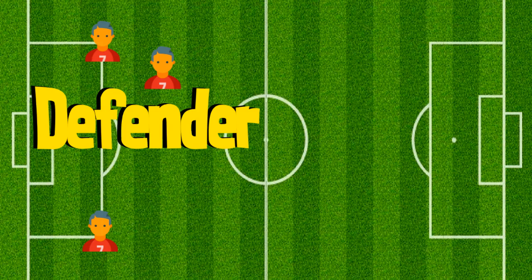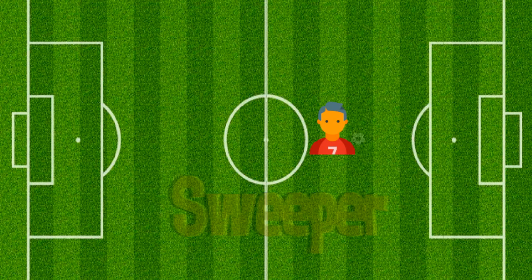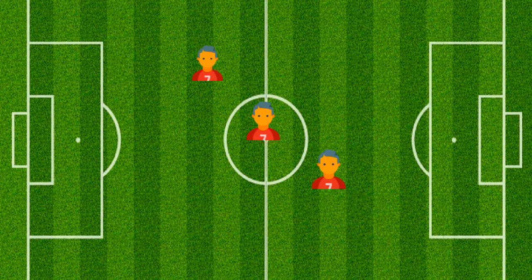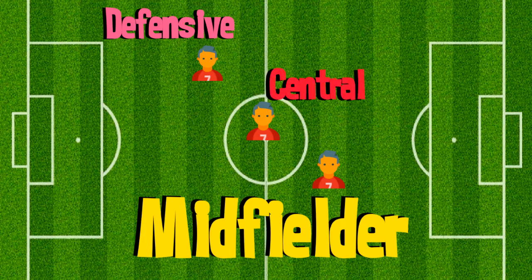The next position is the sweeper. Repeat after me. Sweeper. And when this player has the opportunity, he or she will run all the way up the pitch with the ball to surprise the other team. The next position we will look at is midfielder. This position is called this because you are in the middle of the field when you're in this position. Depending on where you are, you could be a defensive midfielder, a central midfielder, or an attacking midfielder. So as you can see, there are subcategories for each position.